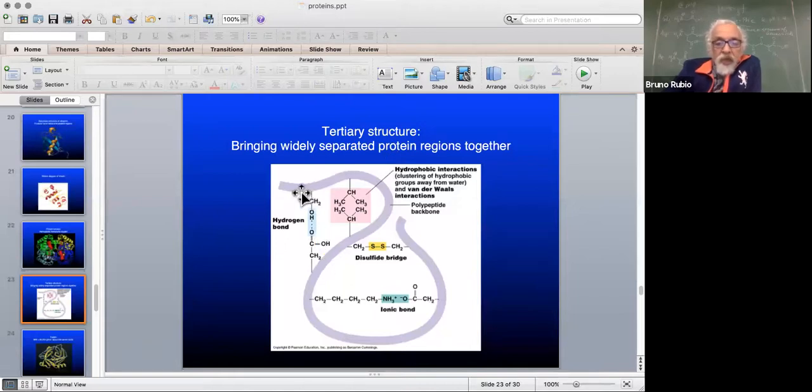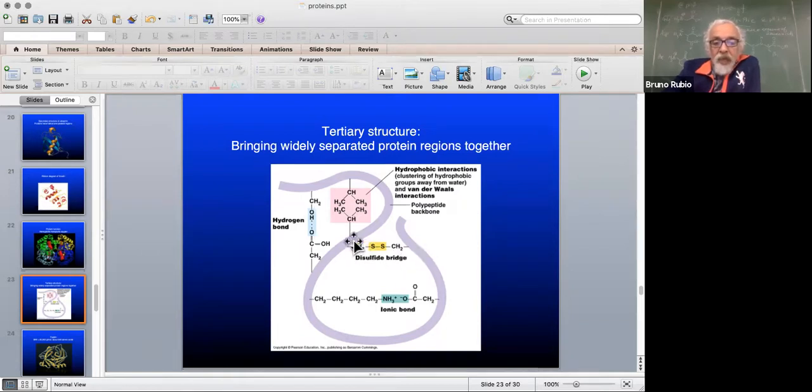So this is the tertiary structure. And so we have hydrogen bonding, which we see also as an element of secondary structure. We see hydrophobic interactions, where amino acid residues that don't dissolve in water very well are attracted to each other. We see ionic bonds, but probably the most important and the most interesting aspect of tertiary structure are these disulfide bridges.